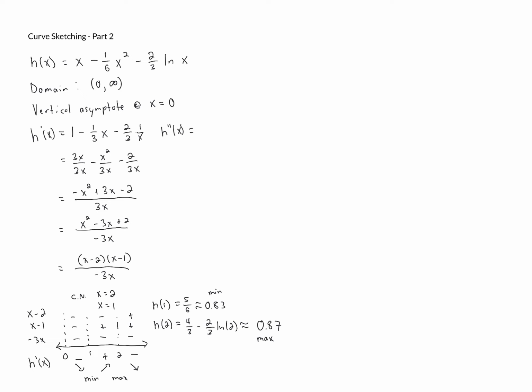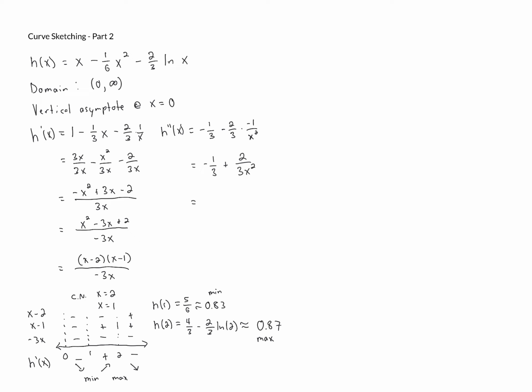And then we need to differentiate negative 2/3 times 1 over x. Well, that's going to be negative 2/3 times the derivative of 1 over x, which is negative 1 over x squared. We use the power rule there. The negatives end up canceling, and so we end up with negative 1/3 plus 2 over 3x squared.